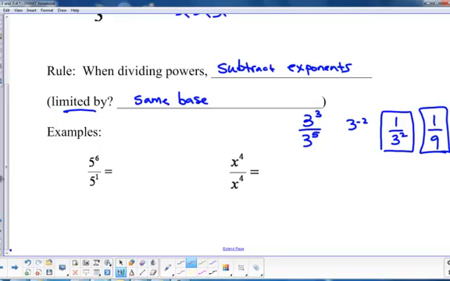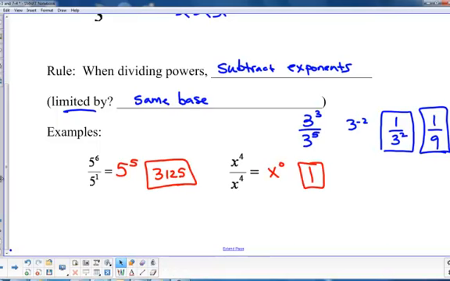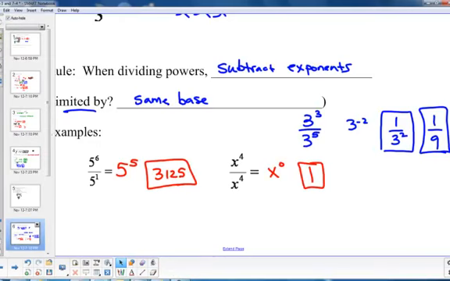Okay, so 5 to the 6 over 5 to the 1 is 5 to the 5th, and 5 to the 5th is 3,125. X to the 4 over x to the 4 is x to the 0. Anything to the 0 power is 1. Hopefully you can just look at x to the 4 over x to the 4 and know that it's 1.